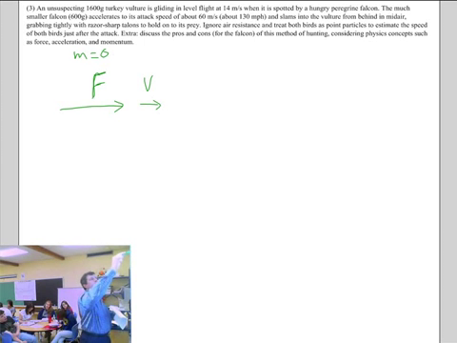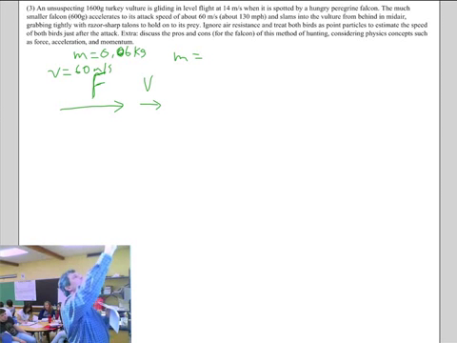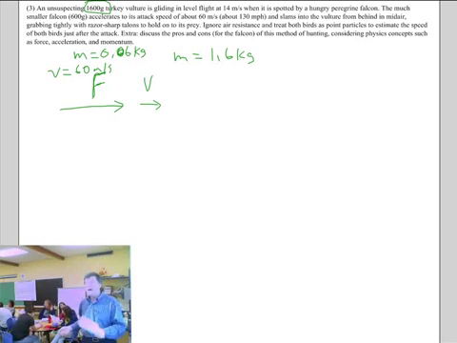Falcon: mass equals 0.06 kilograms. Velocity is 60 meters per second. The vulture: mass equals 1.6 kilograms. You will notice I've simply done the conversion from the given quantities in grams.